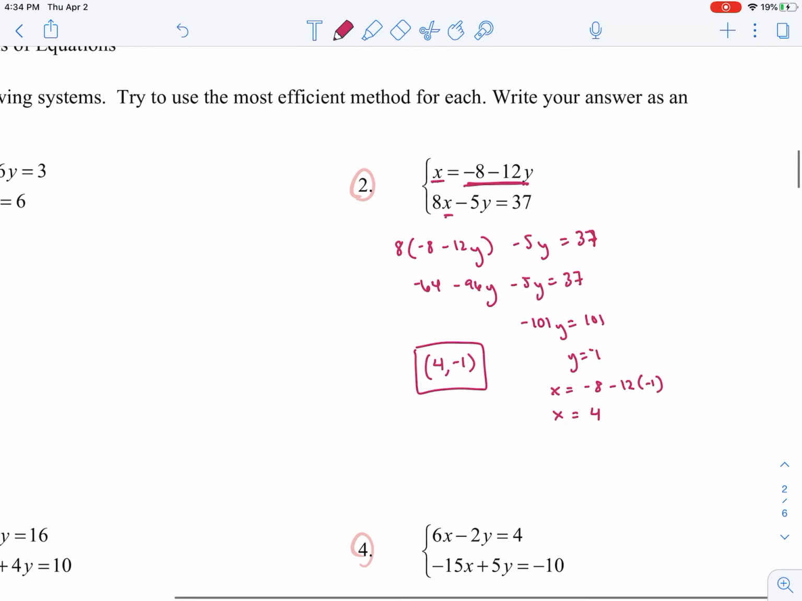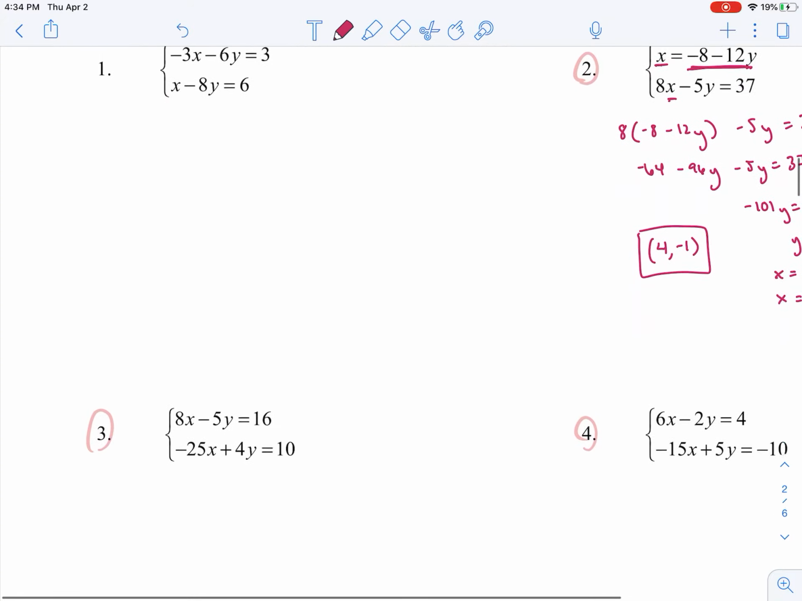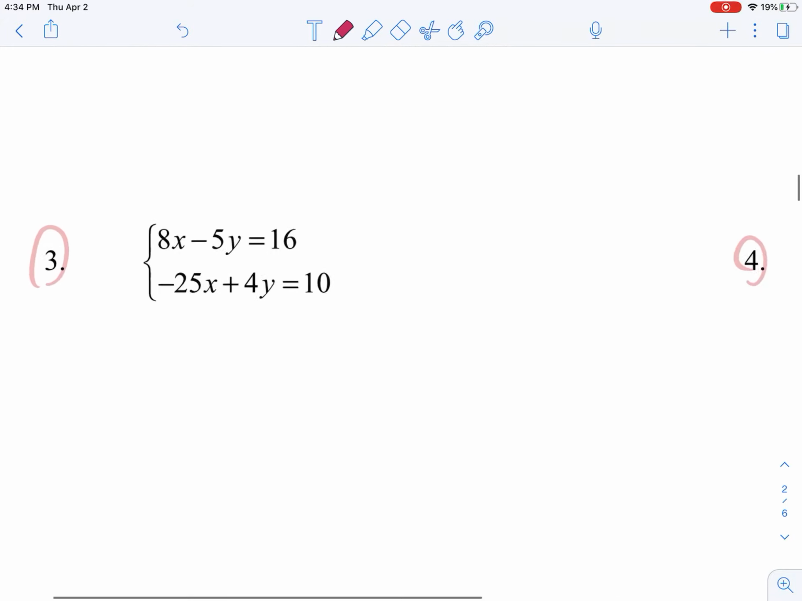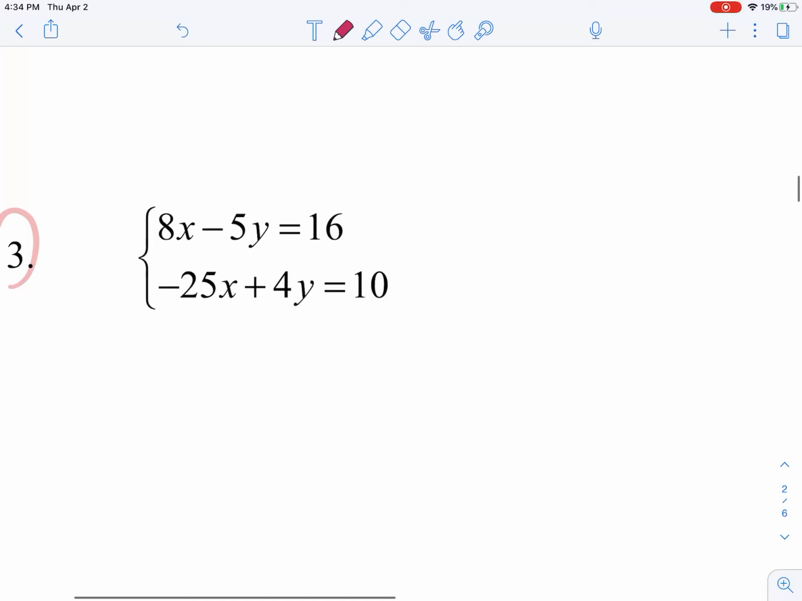Okay, looking good. Number 2. I can solve it any way I like. I'm going to use the elimination method here. I would not use substitution because neither x nor y is by itself, so it would just take me more steps to make it by itself. I'm going to multiply top and bottom by something. I'm going to choose to multiply the top by 4 and the bottom by 5. And when I do that, the y's will cancel out.